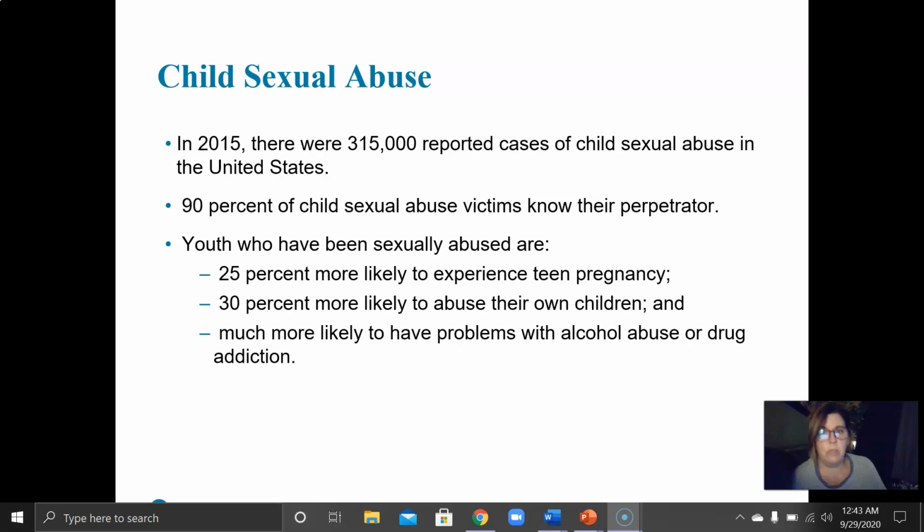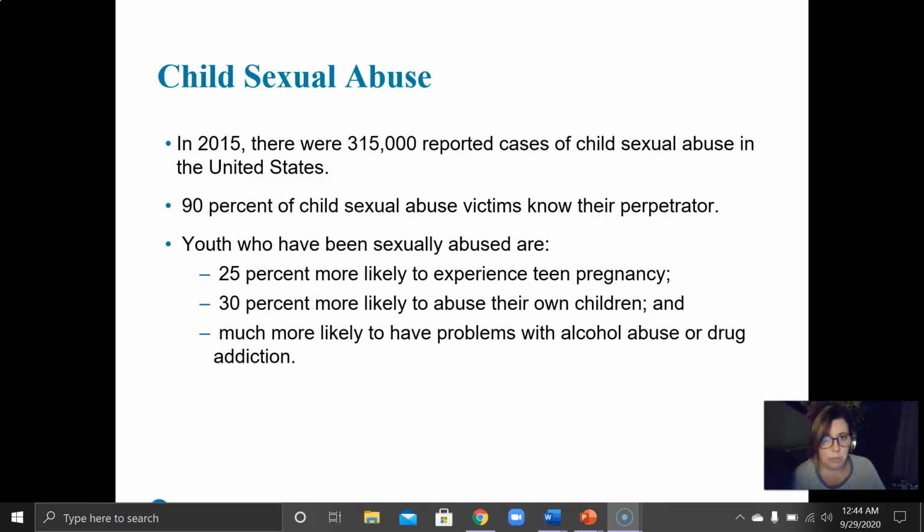In 2015, there were 315,000 reported cases of child sexual abuse in the United States. Now remember how many cases go unreported of these crimes. 90% of child sexual abuse victims know their perpetrator. It's typically a family member or a close friend of the family.